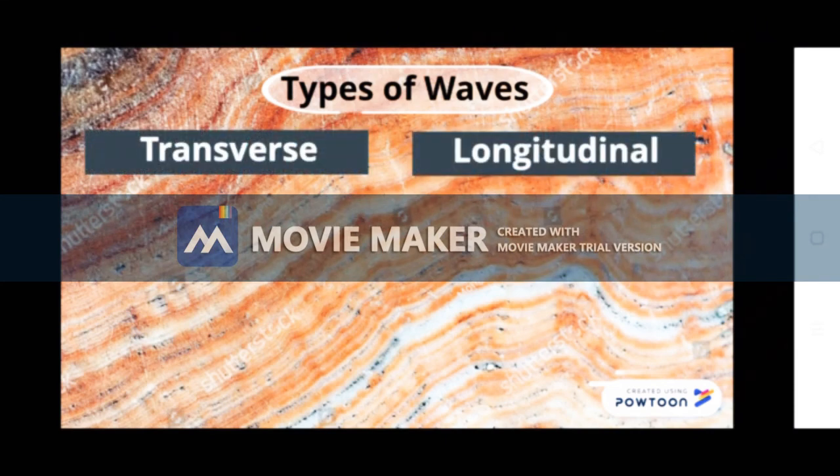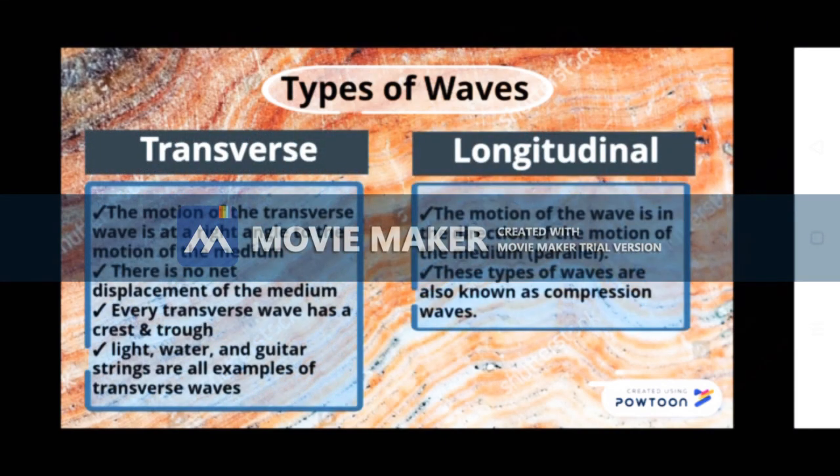Types of waves. Transverse. The motion of the transverse wave is at a right angle to the motion of the medium. There is no net displacement of the medium. Every transverse wave has a crest and trough. Light, water, and guitar strings are all examples of transverse waves.